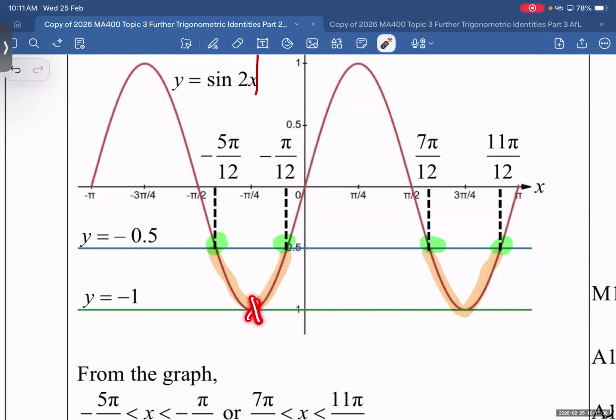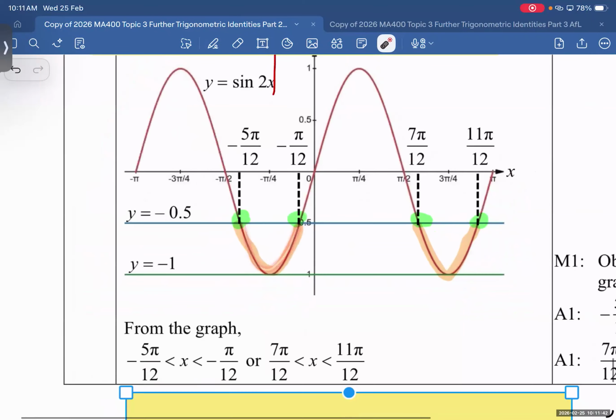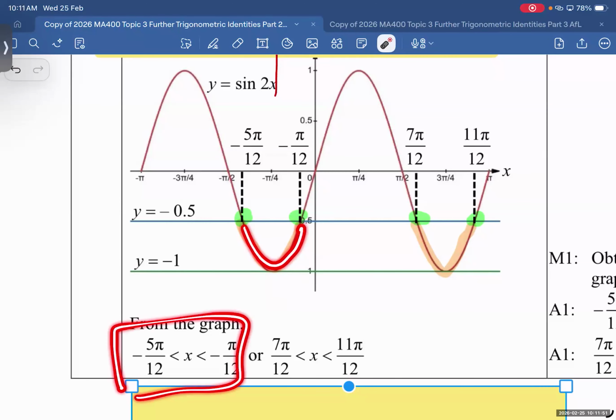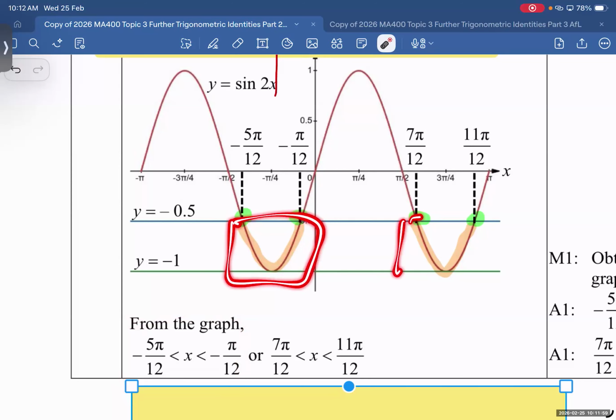Negative 1 is here, but my answer is from here to here. Can you see? If I'm looking for the region between negative 1 and half, because it doesn't even cross this point, it will turn back. You can see that this region here represents this region here. So I don't really need the negative 1. Okay, so you see here is 1, here's another 1.